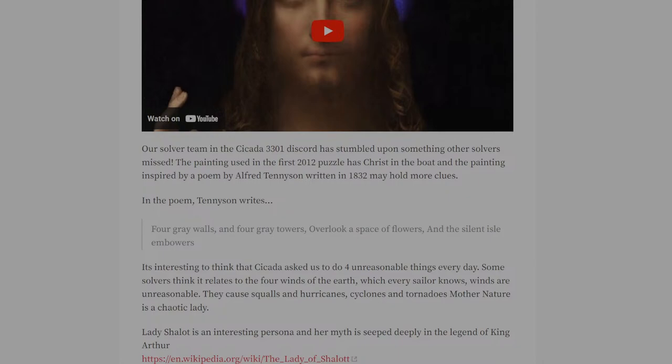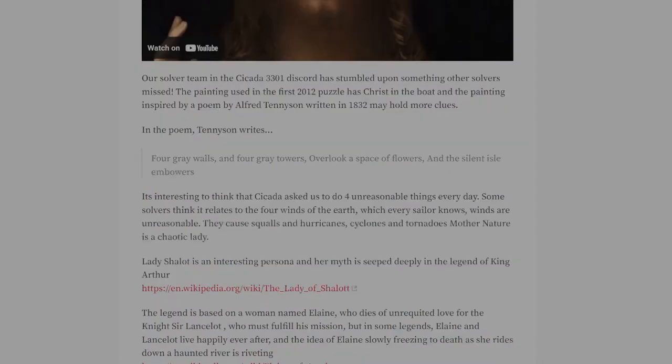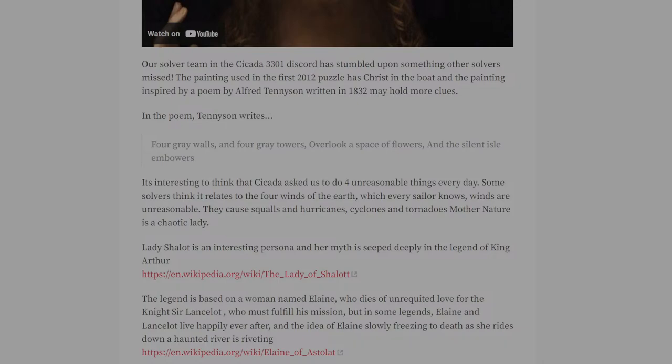So the solver team in Cicada 331 on Discord has stumbled upon something other solvers missed. The painting used in the first 2012 puzzle has Christ in the boat, and the painting inspired by a poem by Alfred Tennyson, written in 1832, may hold more clues. In the poem, Tennyson writes, "Four gray walls and four gray towers overlook a space of flowers, and the silent isle embowers." It is interesting to think that Cicada asks us to do four unreasonable things every day.